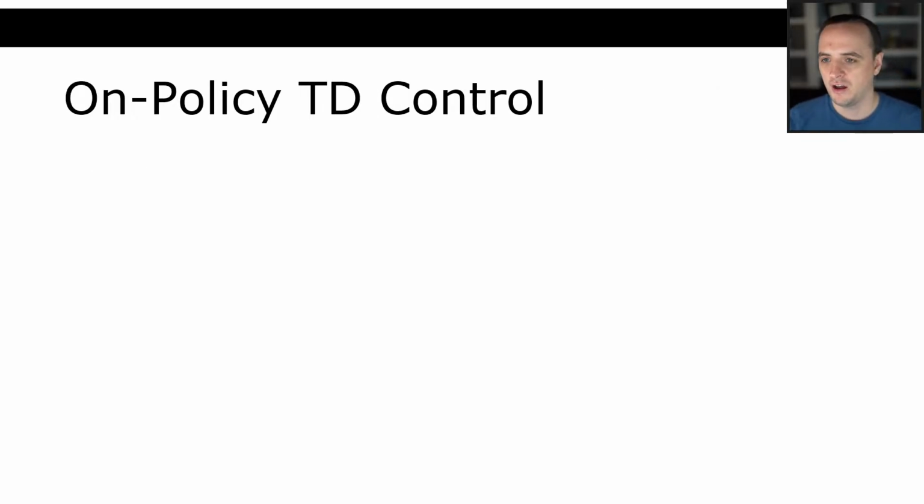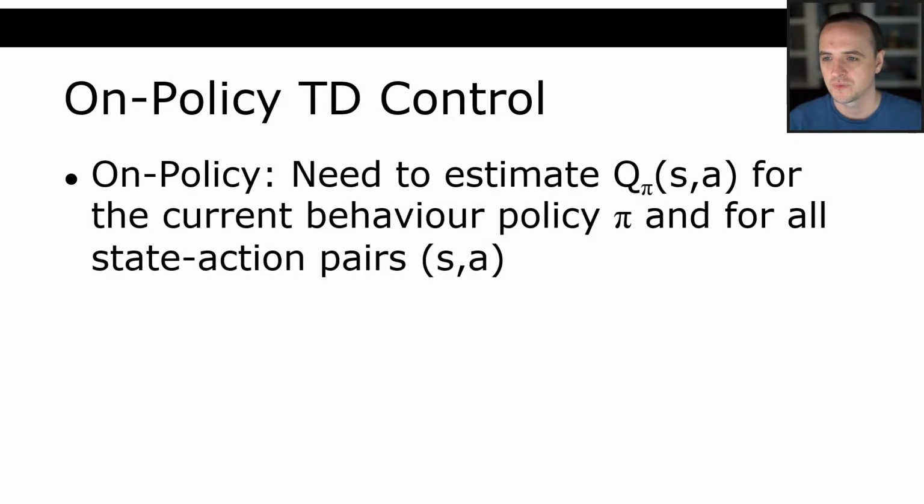So on-policy TD control. In on-policy, we need to estimate Q pi of s, a for the current behavior policy pi and for all state-action pairs, right?